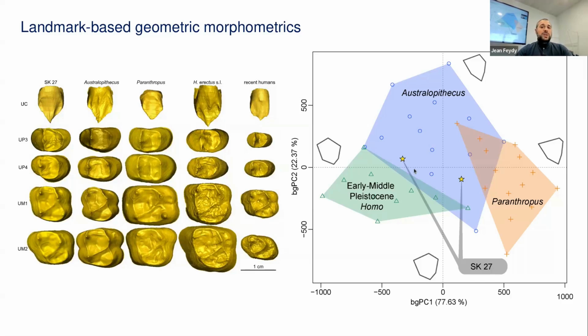And one of my first studies was based on classic landmarks. And you can see that with landmarks, it's difficult to separate between the three genera. There is a lot of overlap. And this specimen was falling in the very blurred area between Homo and Australopithecus, which in a way makes sense because we are speaking about the earliest humans and they are supposedly evolved from Australopithecus. So they should share a lot of morphological features with Australopithecus.